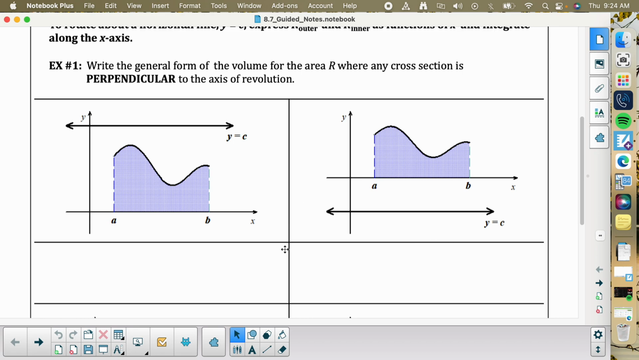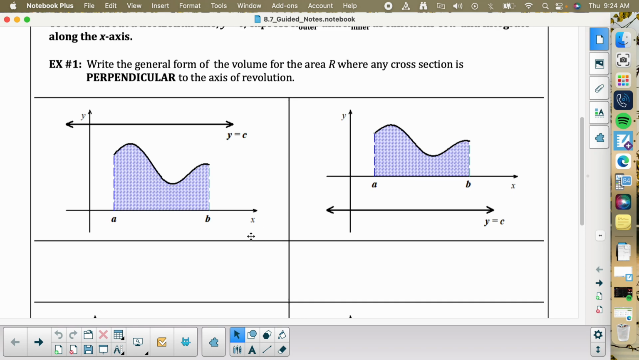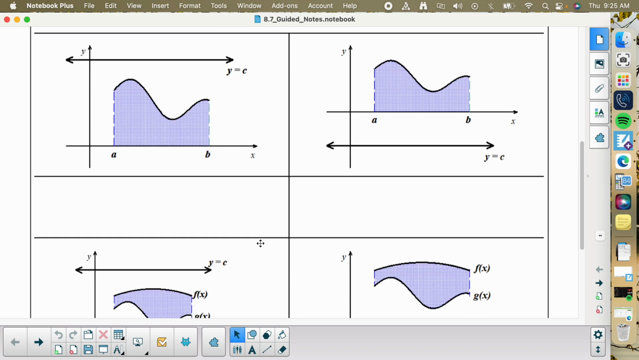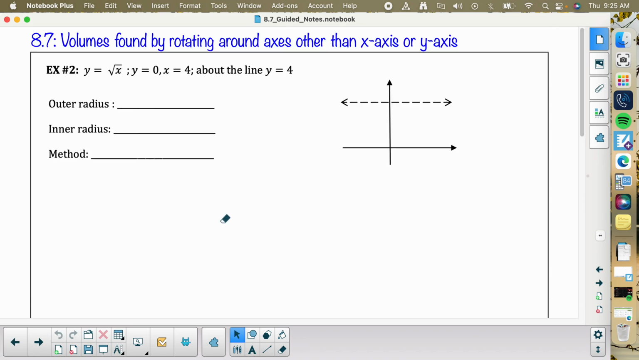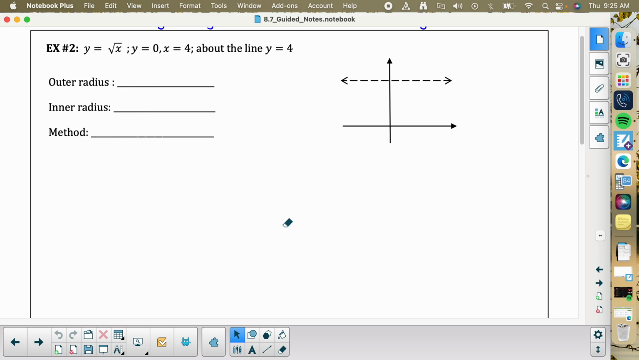I've never actually even run into that, so I'm wondering if those are actual problems or not. I'm sure there's some somehow. But we're only getting something very similar to what we've previously done. These are just examples showing you different ways it could look. Okay, so we are going to find this one together. We've got an x and a y axis, and then this dotted line up here is going to be the axis of revolution.